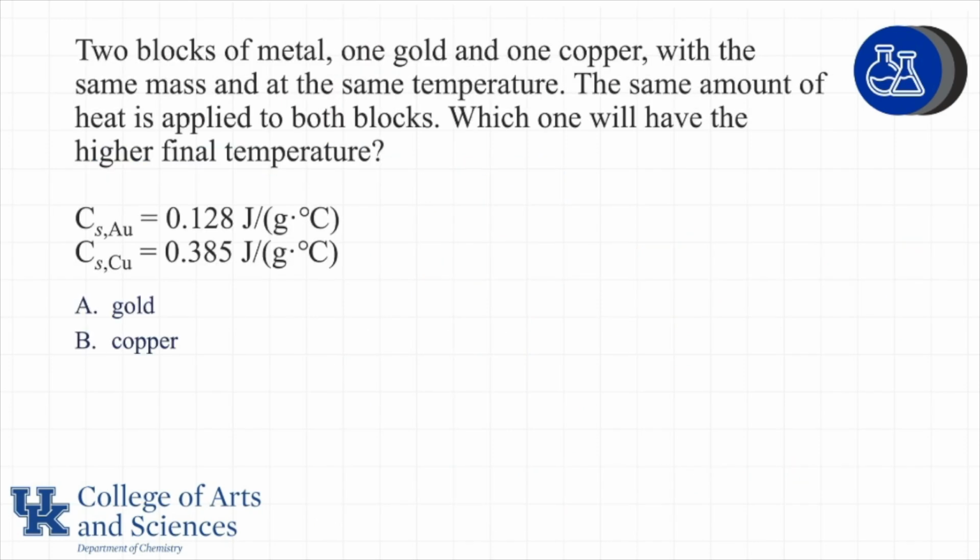Let's look at a different type of problem where we're not actually given values except for the specific heat. Two blocks of metal, one gold and one copper, with the same mass and at the same temperature. The same amount of heat is applied to both blocks. Which one will have the higher final temperature? Look at our equation, Q equals m Cs delta T, and determine which metal, gold or copper, will have the higher final temperature. Notice we have the same mass, same temperature, same amount of heat. The only thing that's going to be different is our delta T.